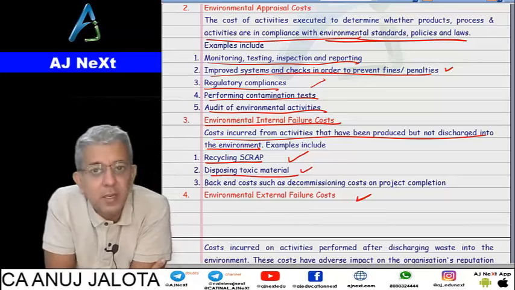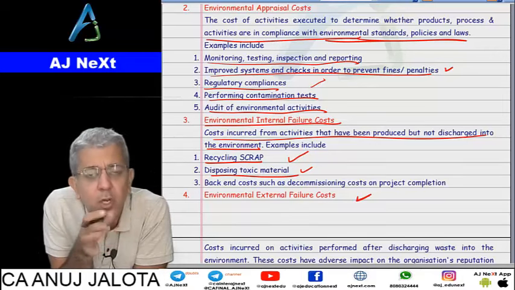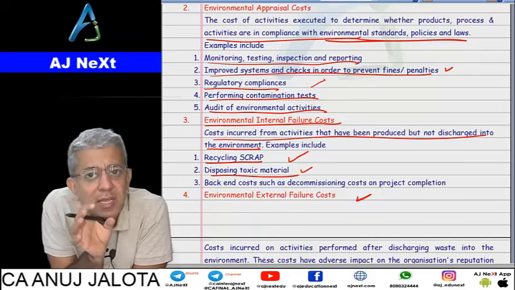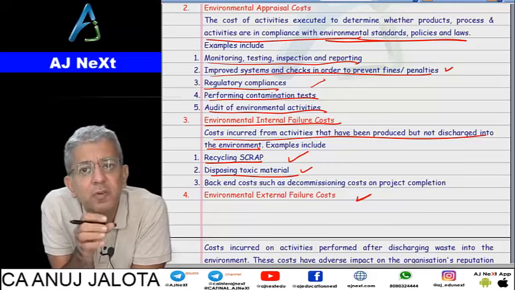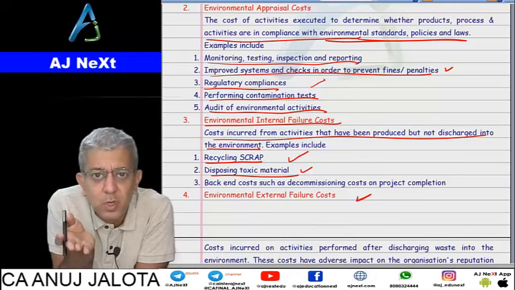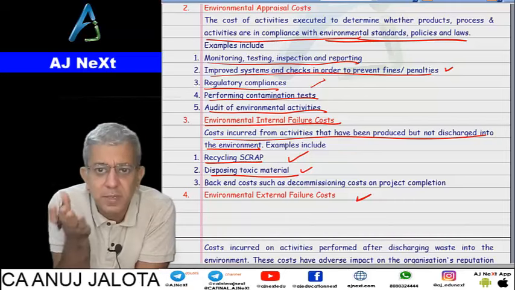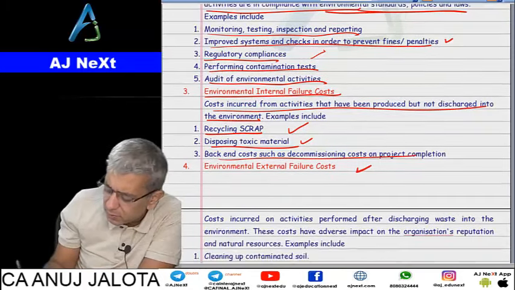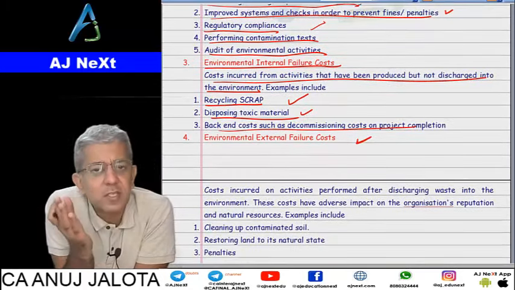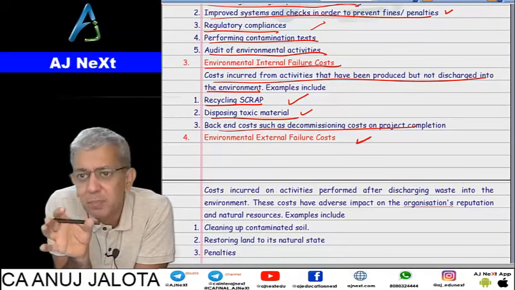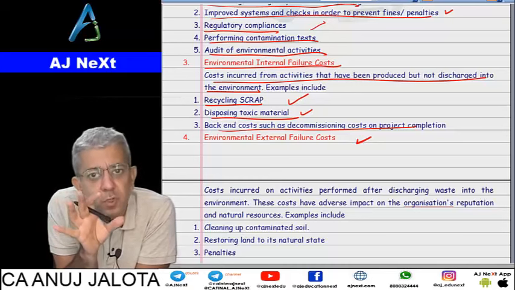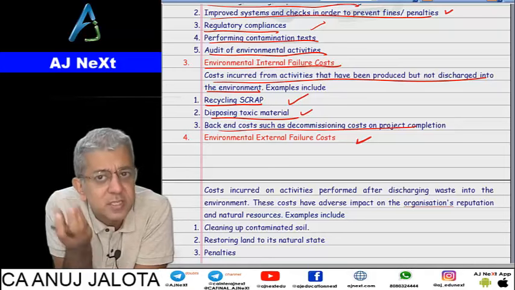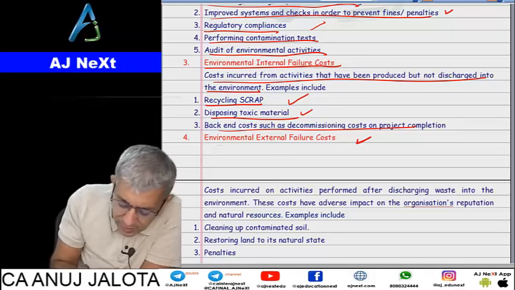Disposing of toxic material: suppose a lot of waste got generated, and you called someone and told him to pick up this material and go. Again, that cost is an internal failure cost. This cost is coming because your production was not good and toxic material came out. Backend costs, such as decommissioning cost on project completion. Once your project was over, you remove your plant and machinery from a place, and that place gets destroyed. So those costs will also come as internal failure cost. You should remove the plant and machinery in such a way that the land is not spoiled and can still grow trees and so on. Then environmental external failure cost.